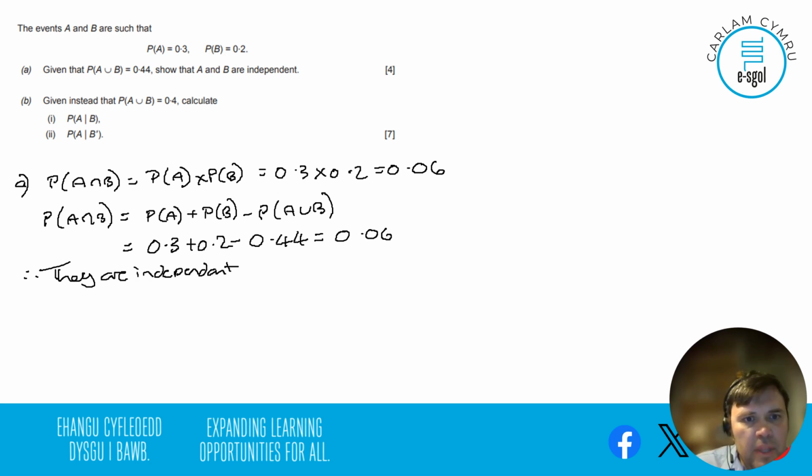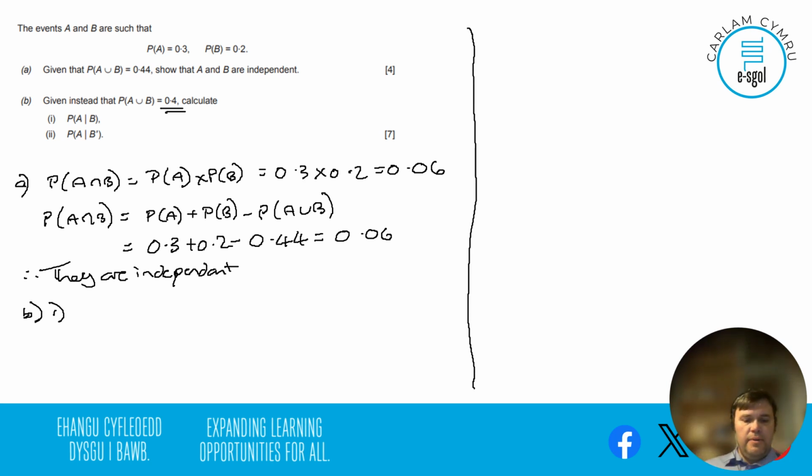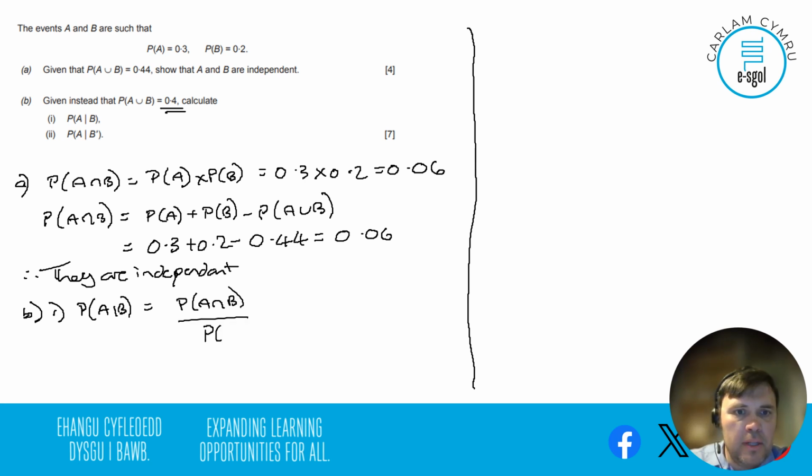Now, be careful with the next part because it says for part B, given that the probability of A or B is equal to 0.4, calculate. So B part 1, if I put a line down here, then I can do part 2 over the other side. So given the probability of A given B is that. So we would then write down our formula. A given B is equal to the probability of A and B over the probability of B.